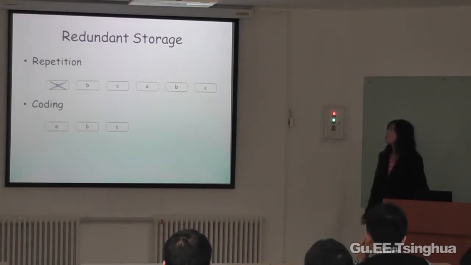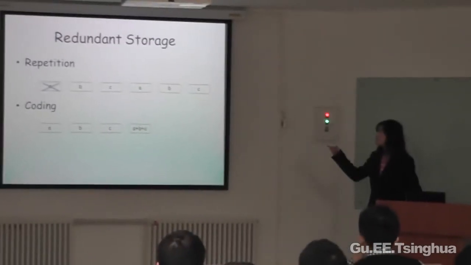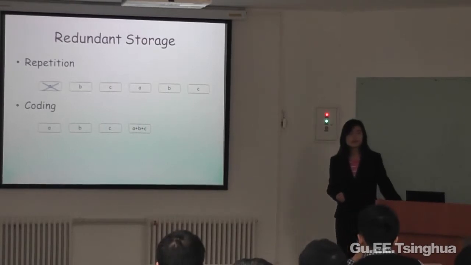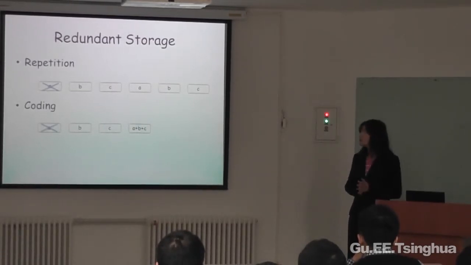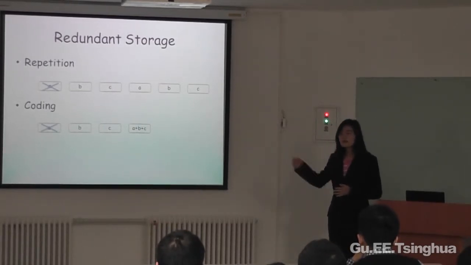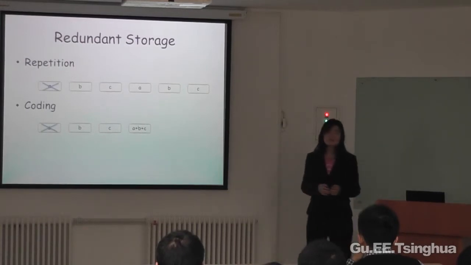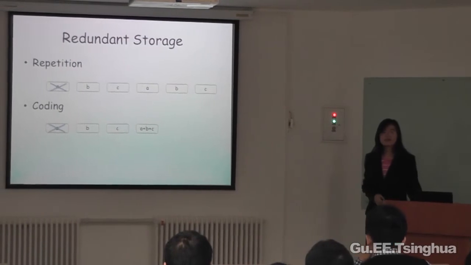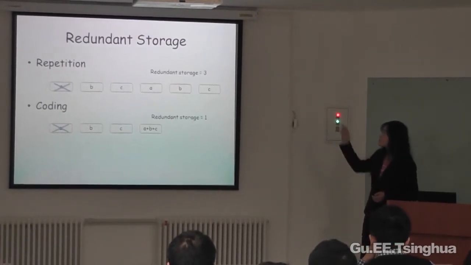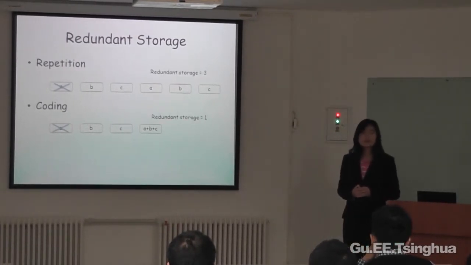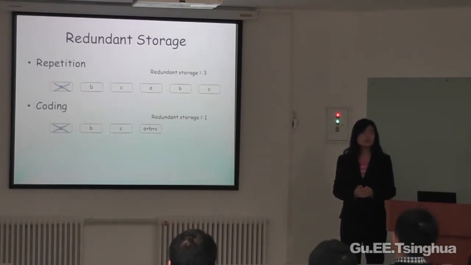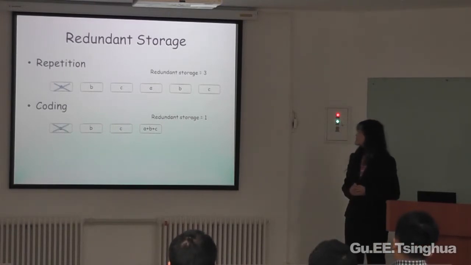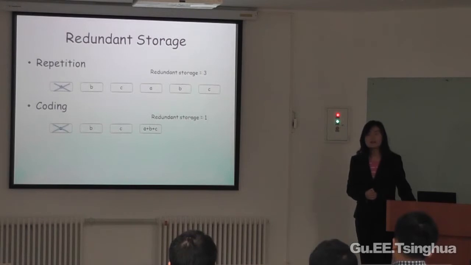In the same example, if I have 3 bits, I can add 1 extra bit, which is the exclusive OR of A, B, and C. Now, if I lose one of the nodes, what you can do is subtract B and C from the redundant node, and now you can recover the information. We say that in the first case, the number of redundant nodes, or redundant storage, is 3. In the second case, the redundant storage is 1.